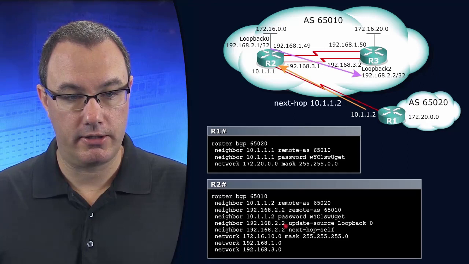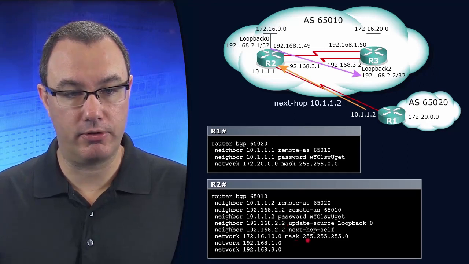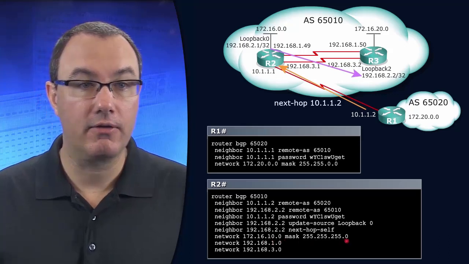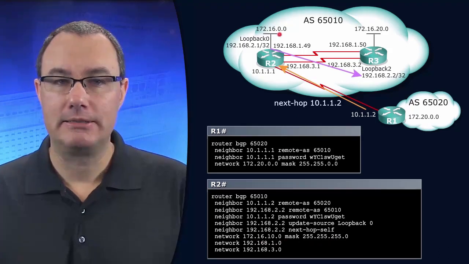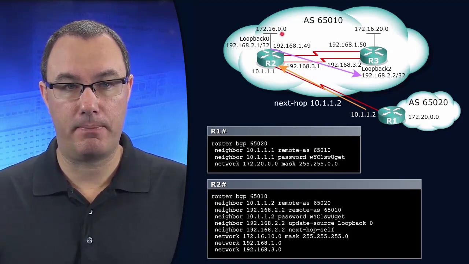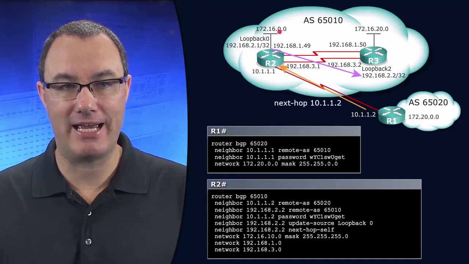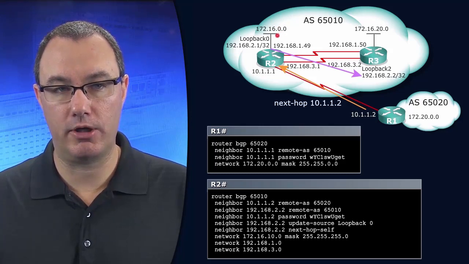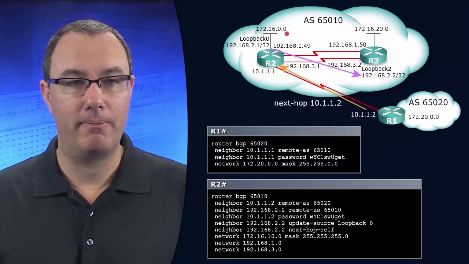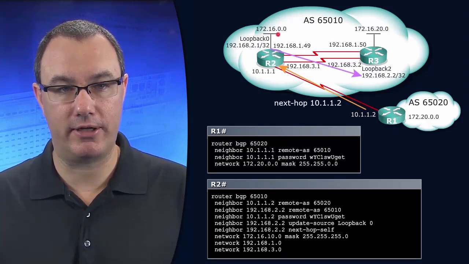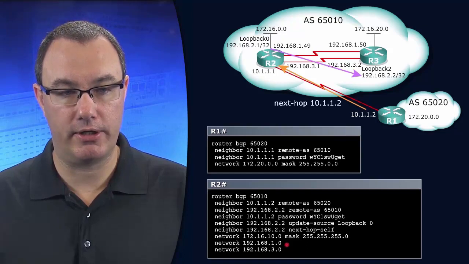Good. Then it looks like R2 is advertising some prefixes. Let's look. 172.16.10 with the /24 mask. If I look up here, ooh, that doesn't look good to me. 172.16.0.0. That probably needs to be a .10 in order for us to truly advertise that link. So I would want to do maybe a show IP interface brief, make sure that it's the right network that we're advertising, the correct network. And any other networks we could advertise in.